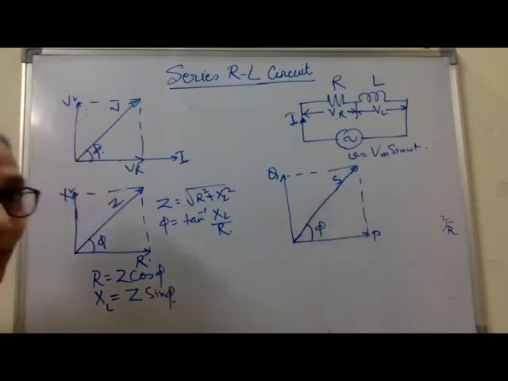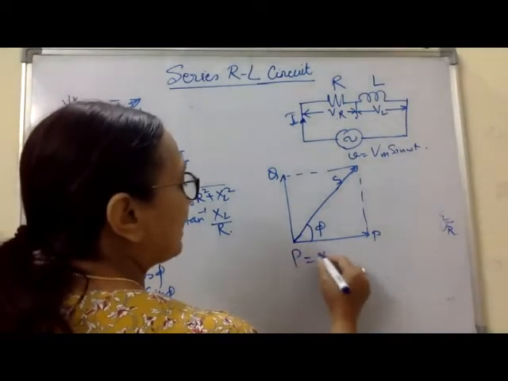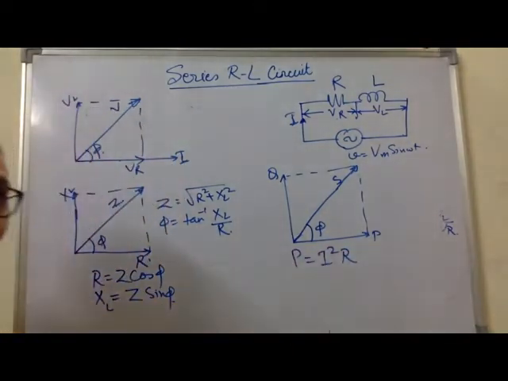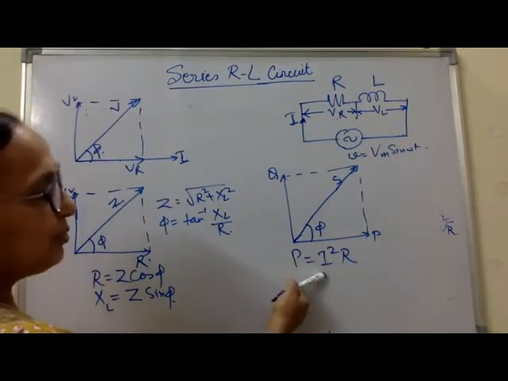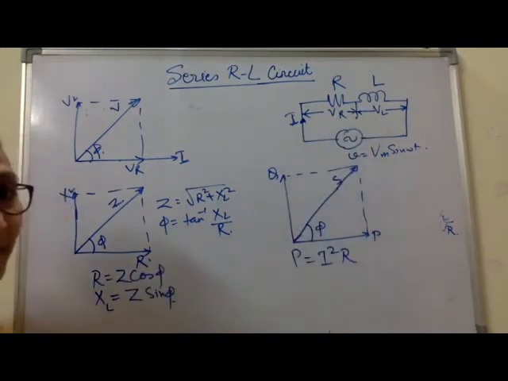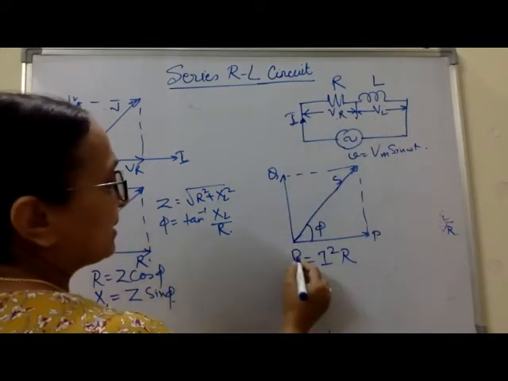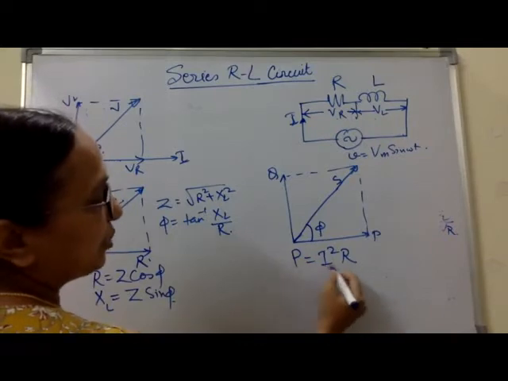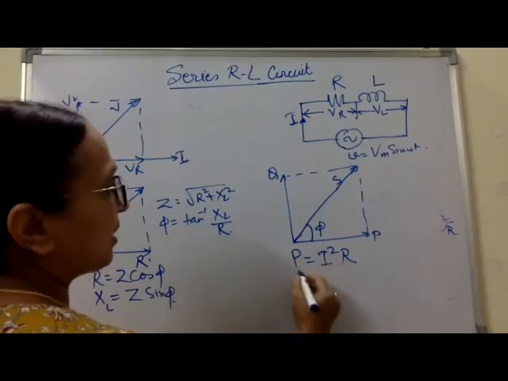Similarly, for this power triangle, you can have different relationships. P is given as I square R, that is the power consumed in the circuit. Now the power consumed in the circuit is only in the resistance. The inductance doesn't consume any power. So the active power is being consumed in the resistance, that is given by I square R.